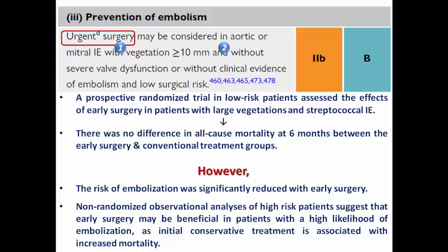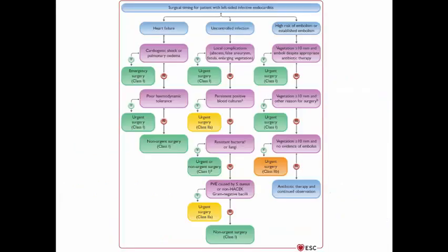it has a weaker evidence. And this diagram summarizes the indications of surgery in all the complications of infective endocarditis. There is only indication for emergent surgery in case of cardiogenic shock or pulmonary edema. Otherwise, the surgery is usually urgent, and in few cases it is non-urgent in case of clinically stable patient, but he should have valve surgery before hospital discharge.